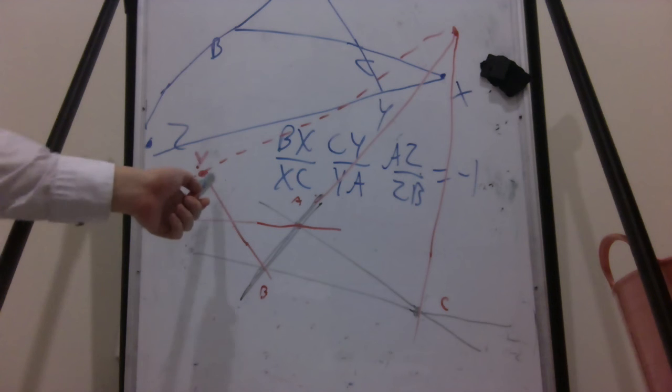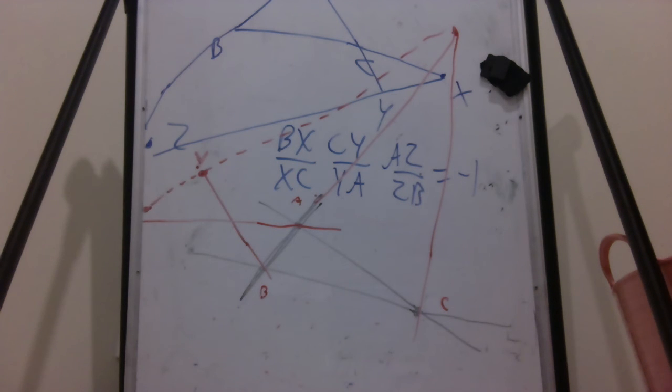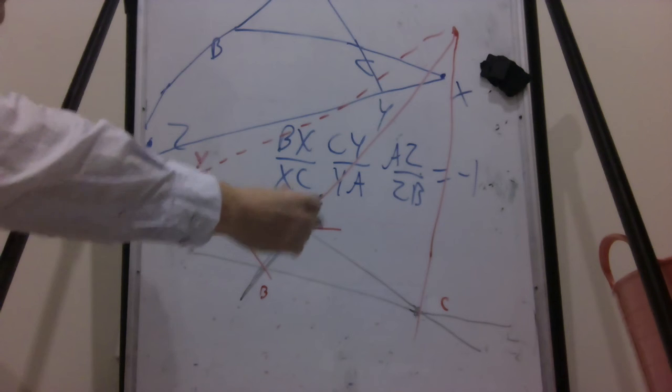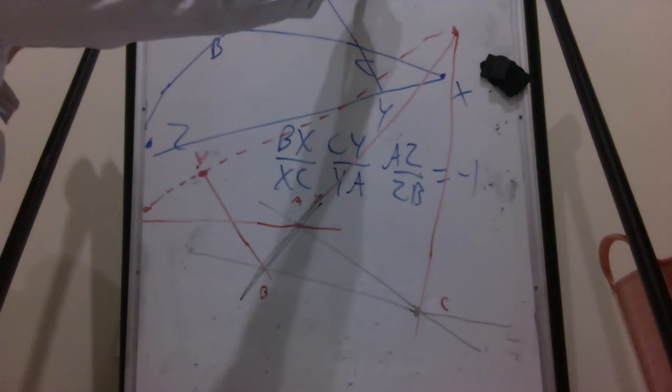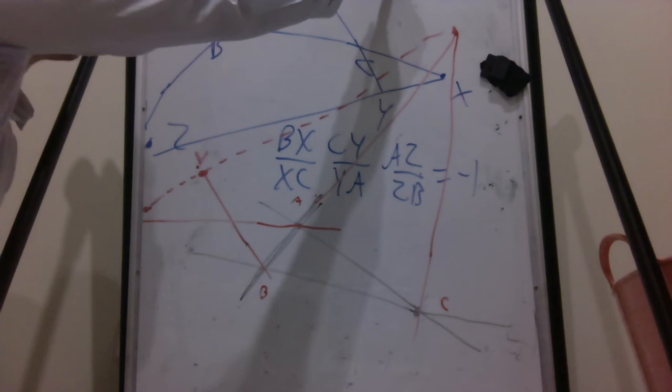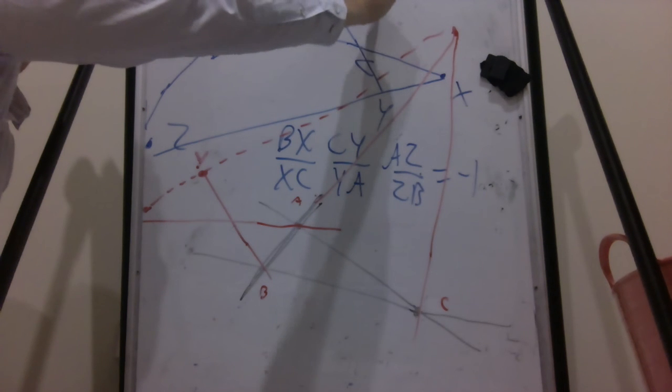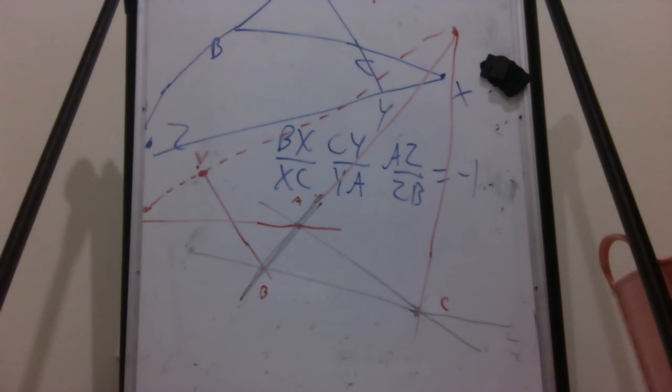Okay, so for Y, you need to calculate YA on CY. You need to find CY and YA. There's one idea that's really important. When you have angle bisectors, this idea is really important, and with this idea, all the theorems about angle bisectors are obvious.